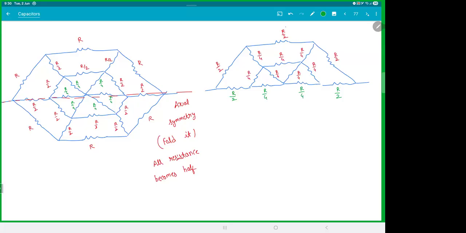Is that clear? The middle line's resistors will not change, because when you fold, nothing else falls on them. Any doubts still here? Please ask me before going ahead. This should be clear step by step.